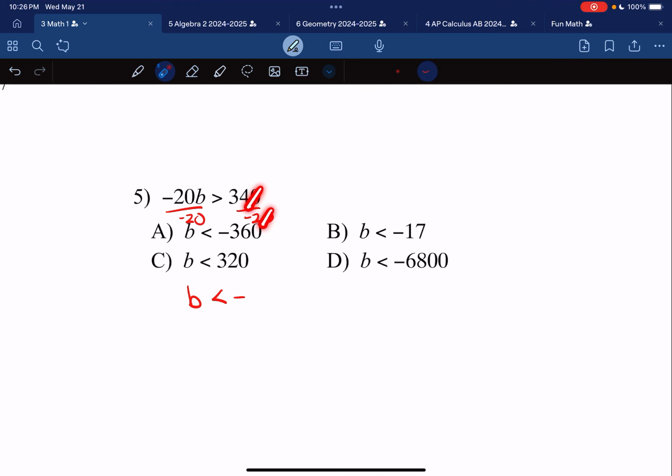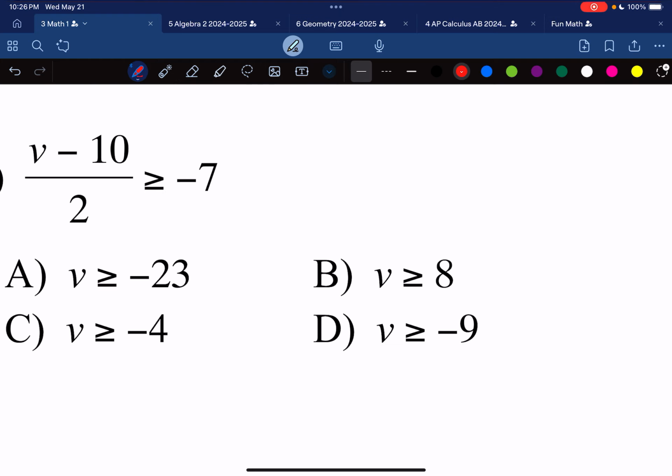Because 34 divided by 2 is half of 34, and that's just 17. The correct answer here is B. Moving on to number 6.